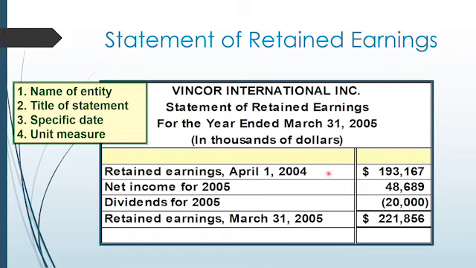As you can see, here is the retained earnings at the beginning of the year. And this one is the net income earned during the year. And this one is the dividends paid during the year. And here is the retained earnings at the end of the year. So the beginning balance of retained earnings plus net income earned for the year minus dividends paid for the year, we get the ending balance of the retained earnings.